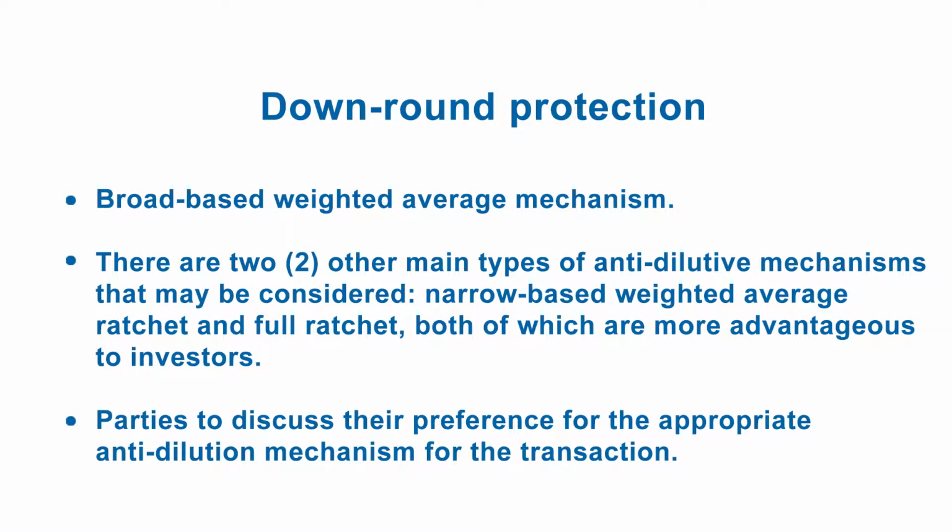Moving on to down-round protection provisions, or what is more commonly known as anti-dilution provisions. The VIMA term sheet provides for the broad-based weighted average provision to be applied. This is the most company-friendly variant of such a provision. There are other forms of this provision, for example, the narrow-based weighted average provision or a full ratchet provision. Please note though that those two versions are more investor-friendly.